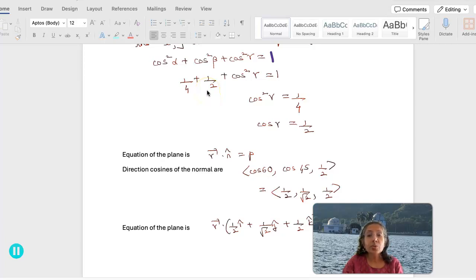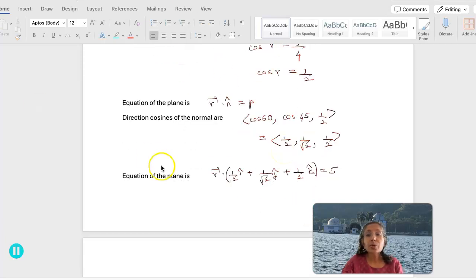Now we have to find the equation of the plane in the form r dot n cap equal to p. So we need to calculate n cap. n cap is cos alpha, cos beta, cos gamma. So we have cos 60, cos 45, and what is cos gamma? It is half. So substituting, we get half, cos 45 is 1 by root 2, and half. So the equation of the plane will be r dot n cap equal to p. That is r dot (1 by 2 i plus 1 by root 2 j plus 1 by 2 k) equal to 5, where p is the length of the perpendicular.